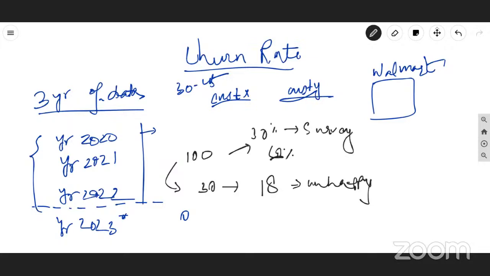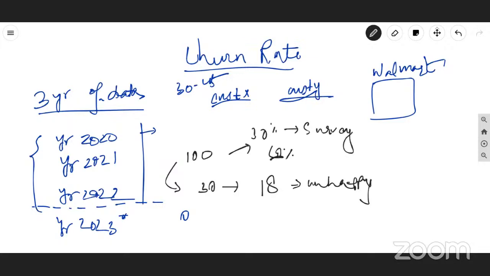Okay. And when you say that 60% of them are unhappy and likely to churn, then it is a very risky statement for a business. 60% of customers are likely to go off. It's very risky. So these are the real-time scenarios I'm talking about. In real time, this is what happens. 30% is the fill rate of the survey.